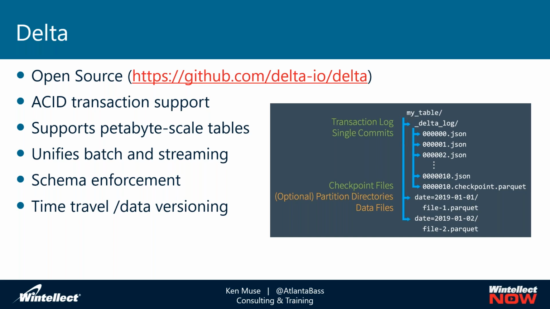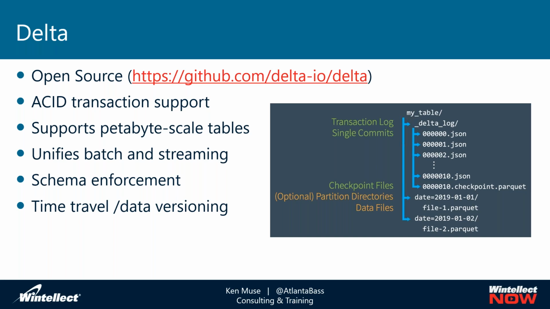What this means is that Databricks can upsert, insert, merge data into these tables with full ACID support. The tables themselves, because of the way this is laid out, can be petabyte scale. And because of the nature of the way all this looks through the APIs, batch and streaming appear to just be the same thing, a table structure, rows.